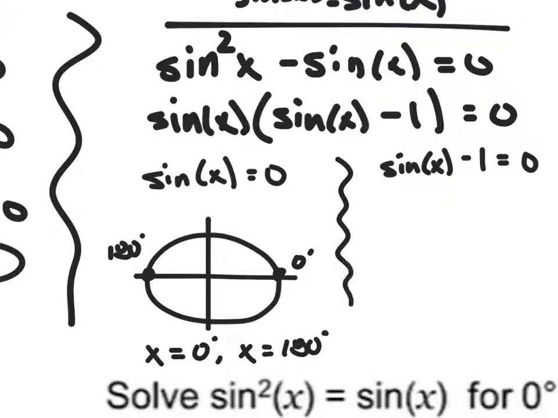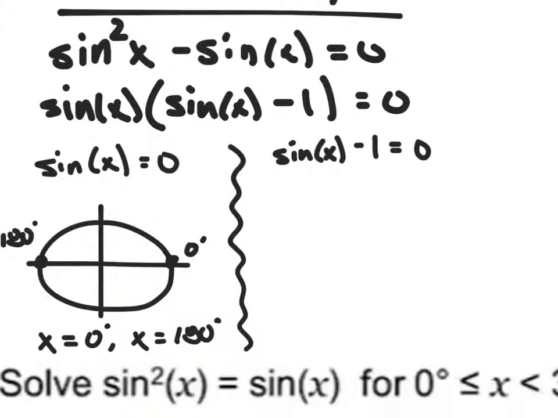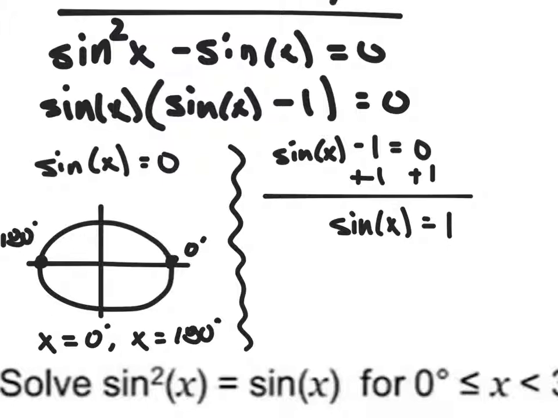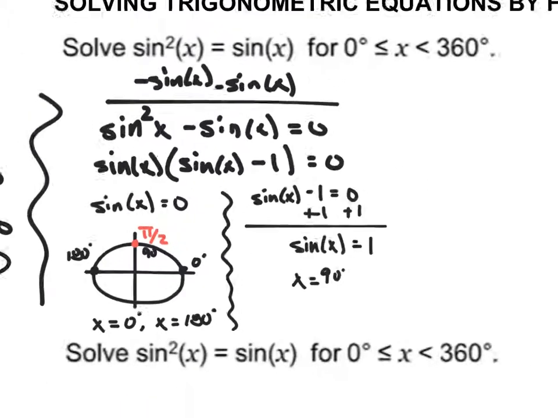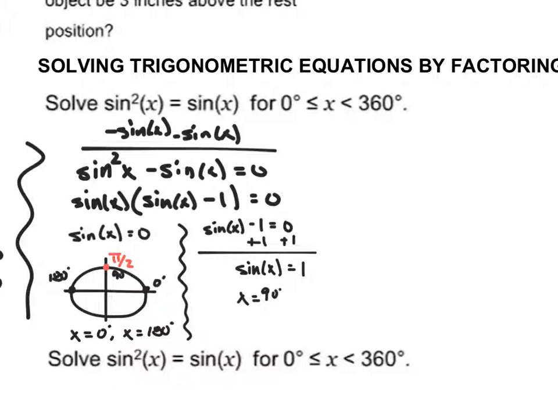Now, if I have sine of x minus 1, here I'm going to add 1 to both sides, so I have sine of x is equal to 1. When I'm solving this, I'm asking the question: what angle measure gives me a y value of 1? That value would be up here at pi over 2, and that's the only place where that happens. So x would be equal to 90 degrees, since we're dealing with degrees. So this equation has 3 solutions that make it true: x equals 0 degrees, 90 degrees, and 180 degrees.